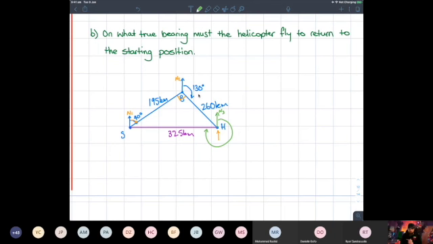What would be handy to know to figure this out? When I'm looking at it, if I know what this angle size in here is, and this angle size in here is, I can use angles at a point and figure out my true bearing. So they're the two things we need to answer here. Let's call that X degrees, and let's call that Y degrees.